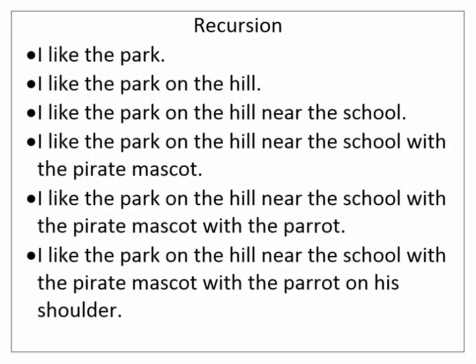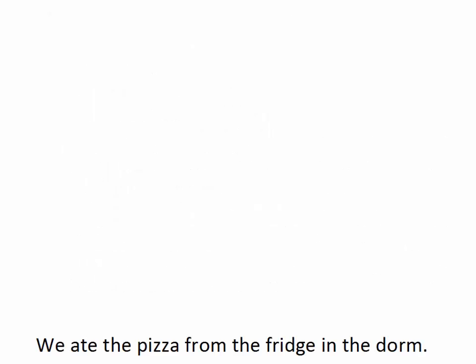Let's look at an example structure. If we consider a sentence like, we ate the pizza from the fridge in the dorm, so you can see we have a prepositional phrase in the dorm, modifying the location of the fridge, and then the fridge in the dorm tells us where the pizza is from.